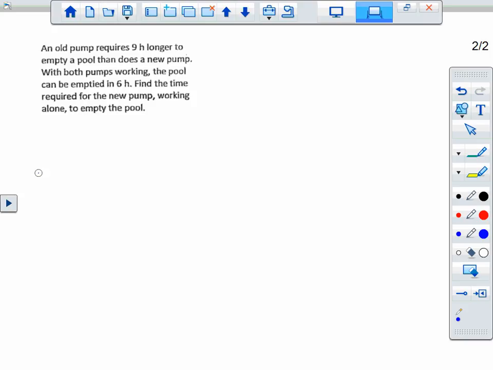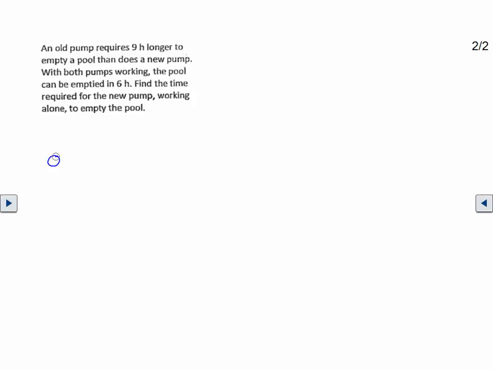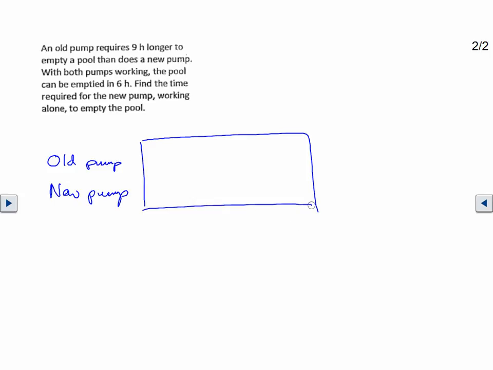A lot of times with problems like this, with distance equals rate times time or work equals rate times time, I create a chart. We have two pumps: an old pump and a new pump. The old pump is probably going to pump water out of a pool in a slow fashion, so it has a different rate than the new pump does. And the time is given for us: working together, we know that the pool can be emptied in 6 hours.